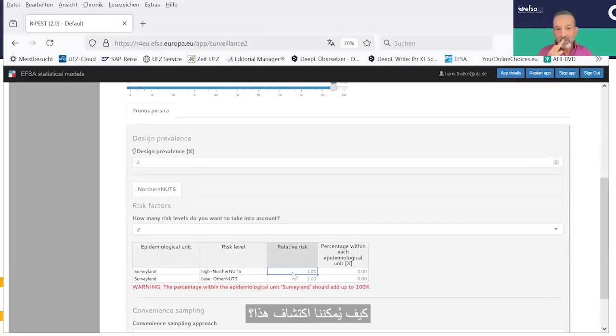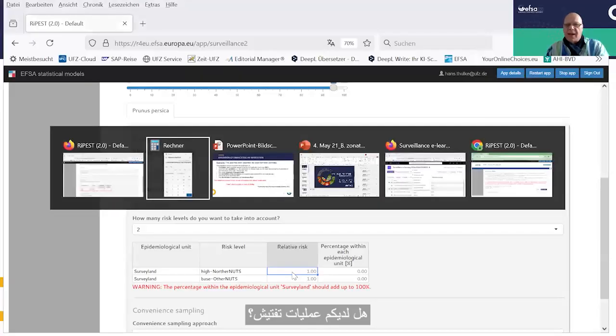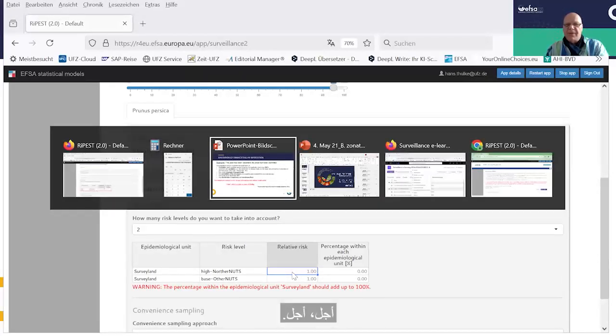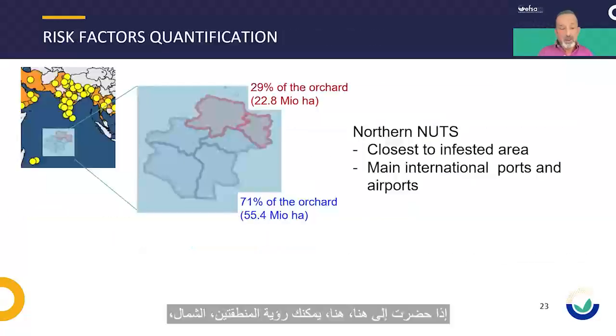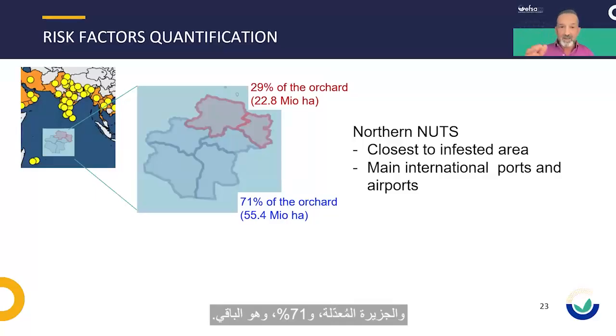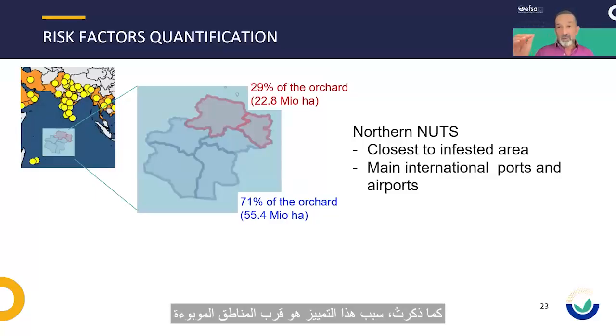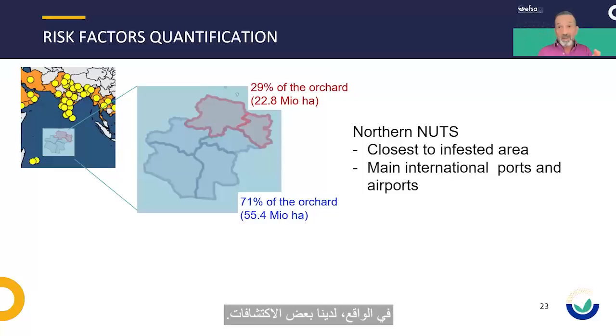How can we catch this? Do you have interceptions? We do. So if you go here you can see the two zones, the north, which is 29% of the island, and 71%, which is the rest. As I said, the reason for this distinction is the closeness to infested areas and also the presence of main international ports and airports there. And actually, we have some detections.